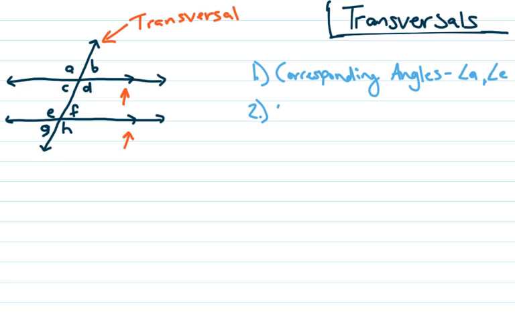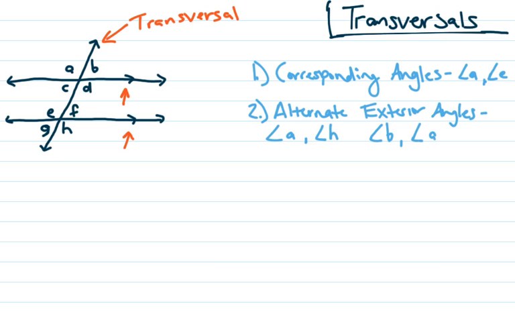The second type you're going to see are called alternate exterior angles. Alternate exterior angles are angles that are on opposite sides of the transversal. That's what the alternate piece means. And they're outside the parallel lines. So angle A and angle H would be alternate exterior angles, or angles B and angle G would be alternate exterior angles. And the significance of alternate exterior angles is that they're equal in measure.